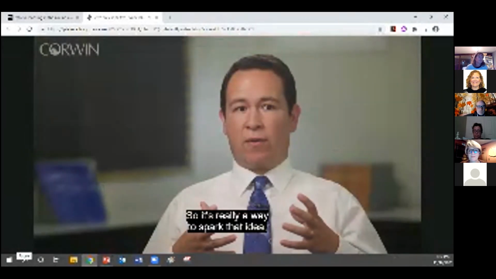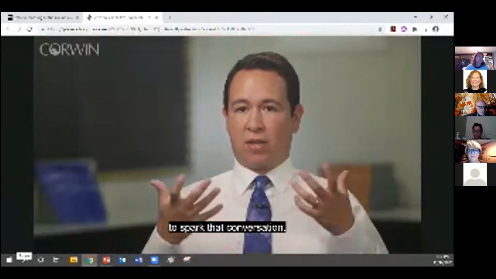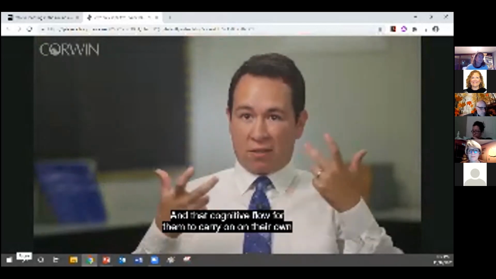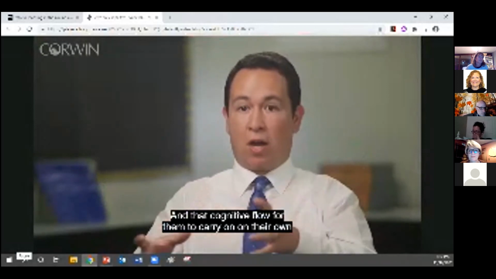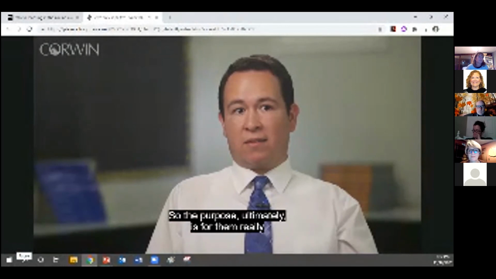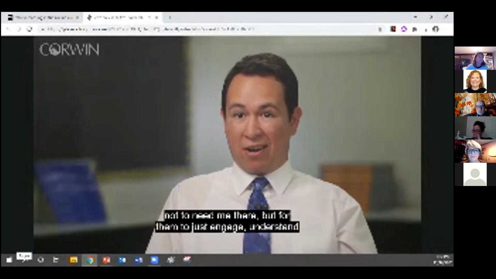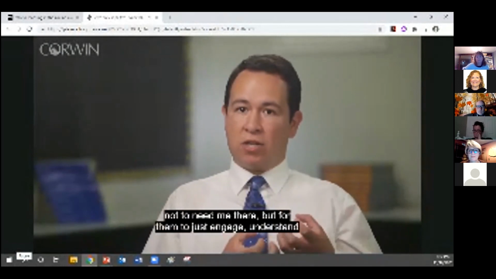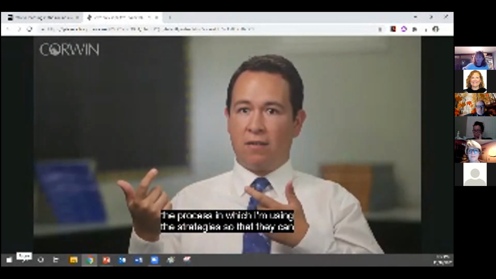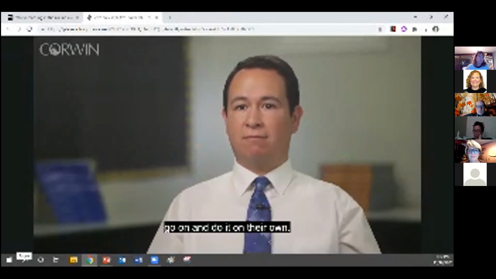So it's really a way to spark that idea, to spark that conversation, and that cognitive flow for them to carry on their own in their groups. So the purpose ultimately is for them really not to need me there, but for them to just engage, understand the process in which I'm using the strategies so that they can go on and do it on their own.